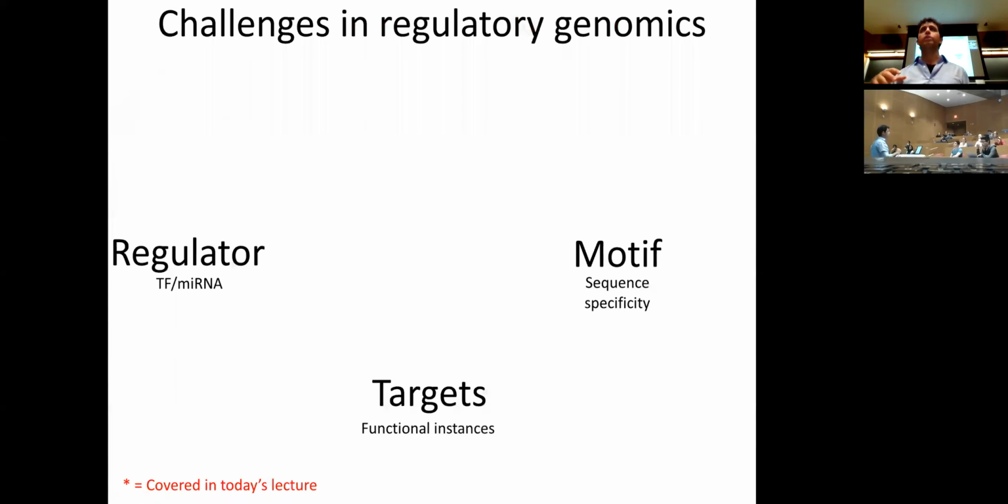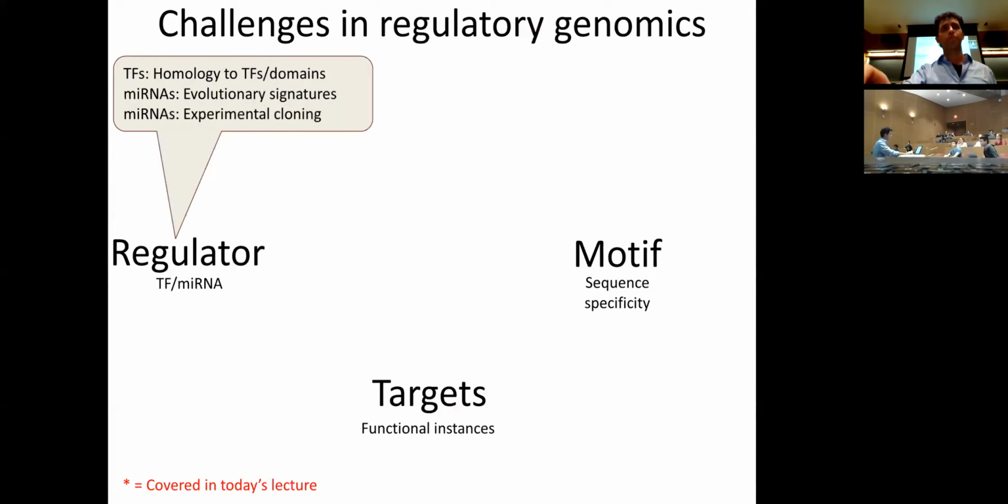So I like to think of these challenges in regulatory genomics as graphs going from each of these entities to the other. So what are these entities? On one hand, you have the regulator. This can be a transcription factor or a microRNA or an RNA binding protein and so on and so forth. These could be the motif, the specific sequence, and this can be at the DNA level or the RNA level or even at the protein level. And then the target, which tells you not just the general sequence specificity of a motif, but the specific instances where that actually occurs, the individual places in the genome.